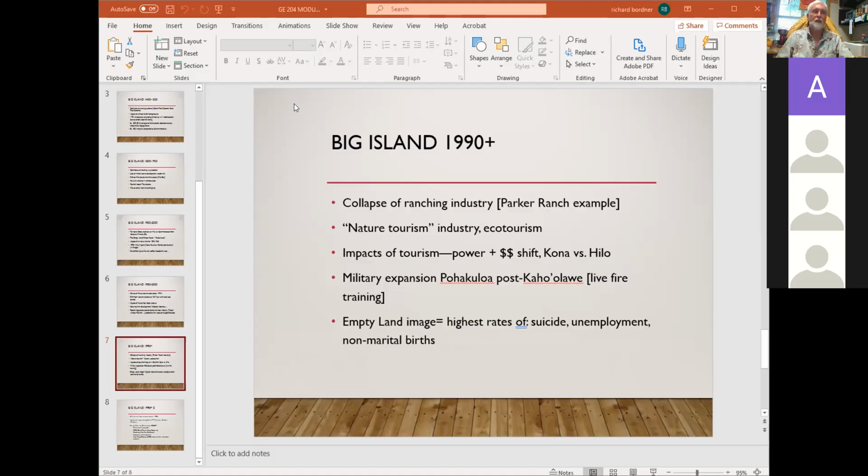The Big Island still has a sense of it being the empty land. And that's actually reflected in the social issues and the psychological issues that you find in the Big Island, which are statistically much higher than on the other islands.